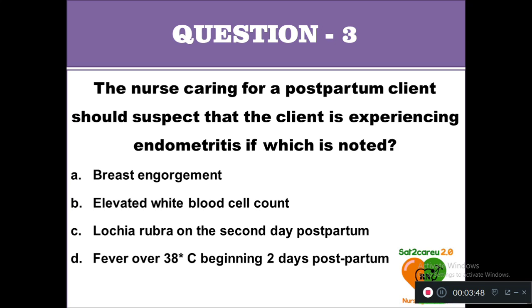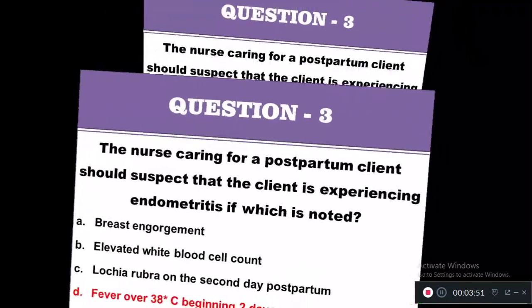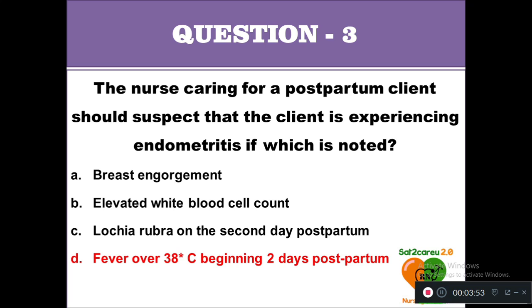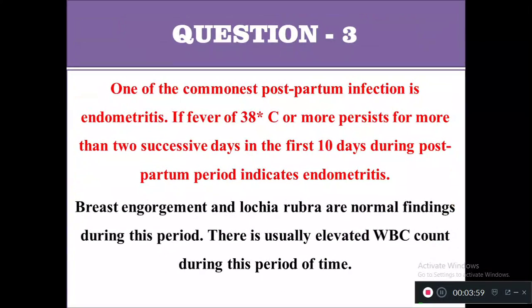The client experiencing endometritis will show a fever over 38 degrees Celsius beginning 2 days postpartum. The rationale is very simple. One of the commonest postpartum infections is endometritis. If a fever of 38 degrees Celsius or more persists for more than 2 successive days in the first 10 days of the postpartum period, it will indicate there is endometritis. Breast engorgement and lochia rubra are normal findings during this period. Usually there will be an elevated WBC count during this period of time.